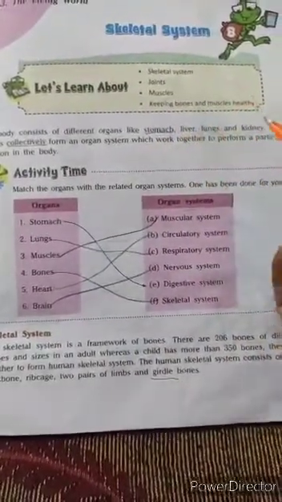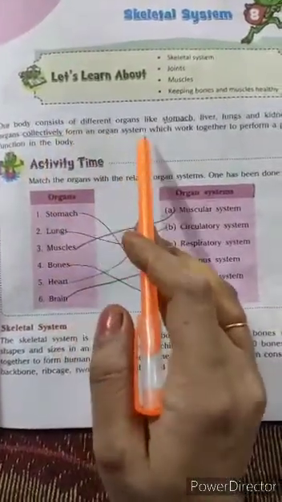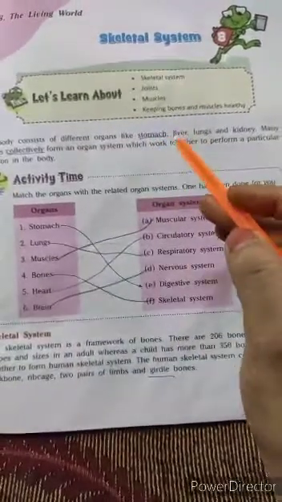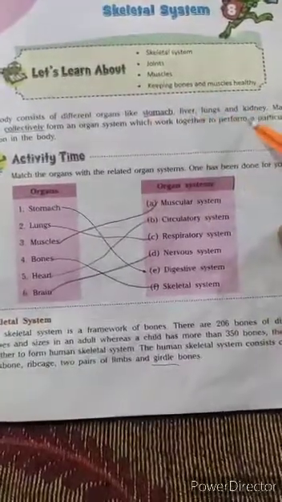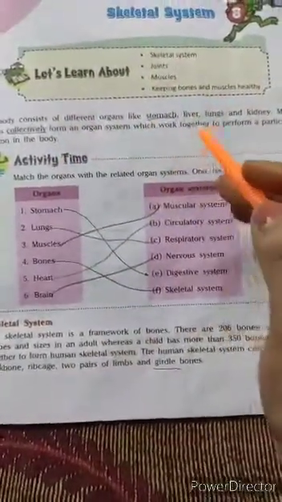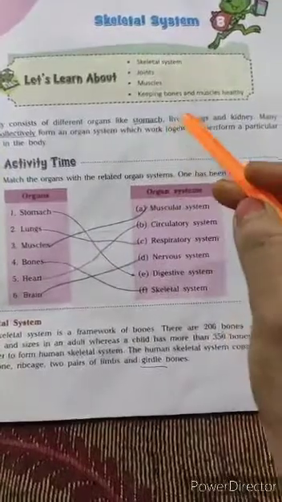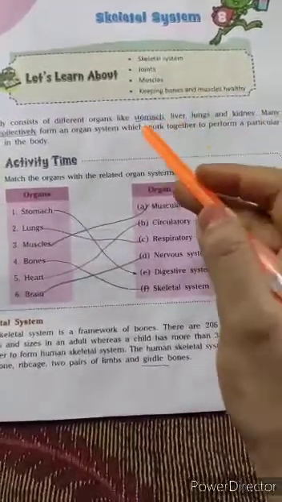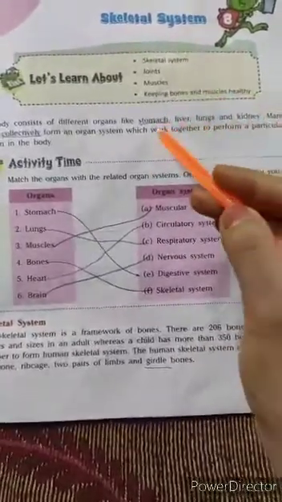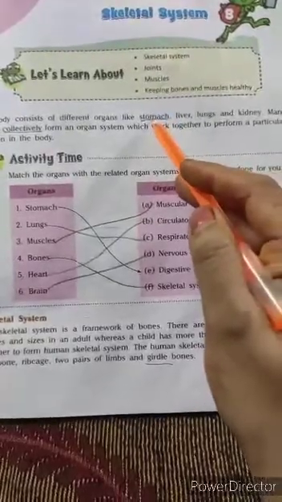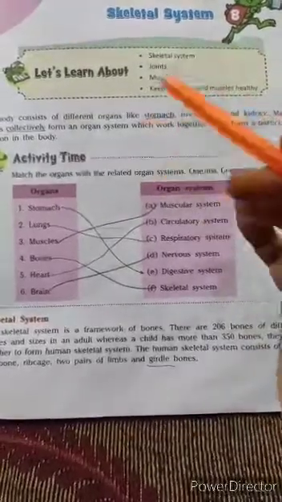Apart from these organs, there are some more organs in the body. Many organs collectively form an organ system. These organs are collectively called an organ system, which works together to perform a particular function in the body. These organs do not work individually. They are interrelated with each other, and without one, the other cannot perform. Like, after one organ completes its function, then the other function also starts. So they work together, in coordination.